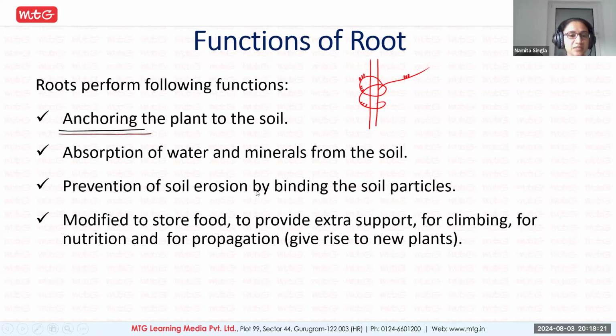Okay, so other functions, soil erosion prevention we have done. Then see, the roots in many plants are modified, what we call root modifications. They are modified to store food. In which plants are roots modified to store food? That is, in which plant, when you eat it, you are actually eating the root of the plant.